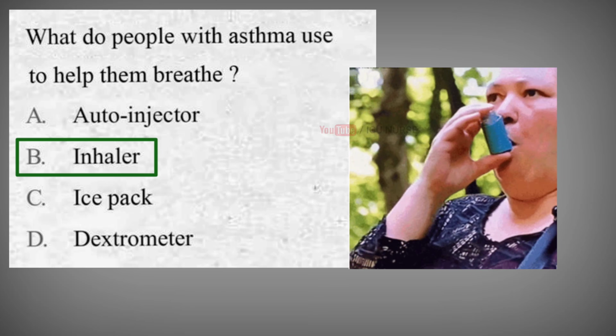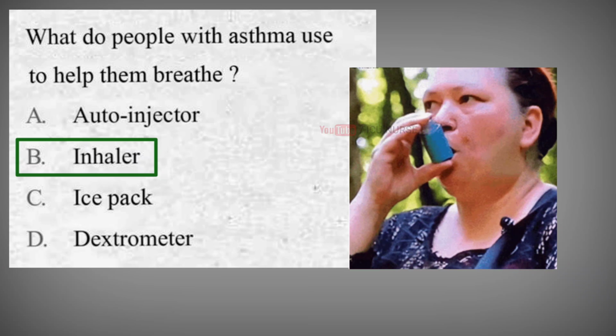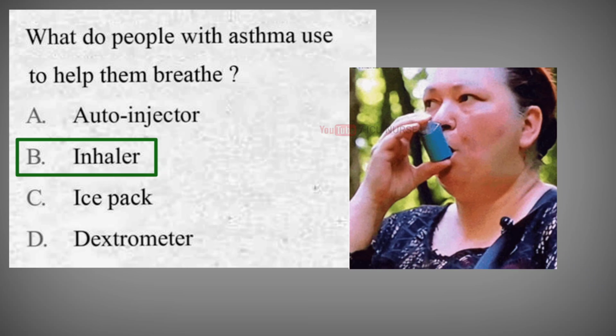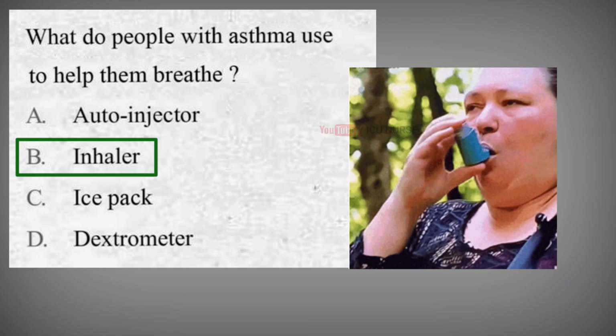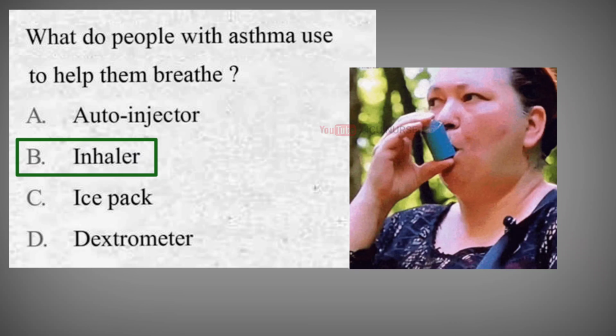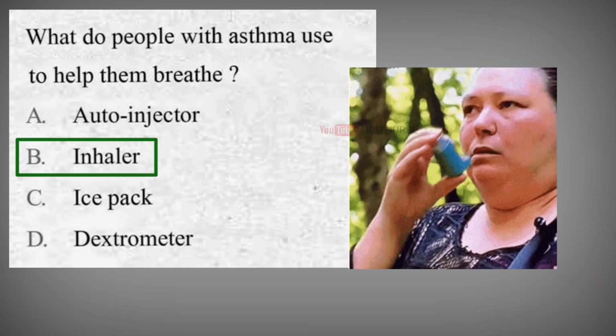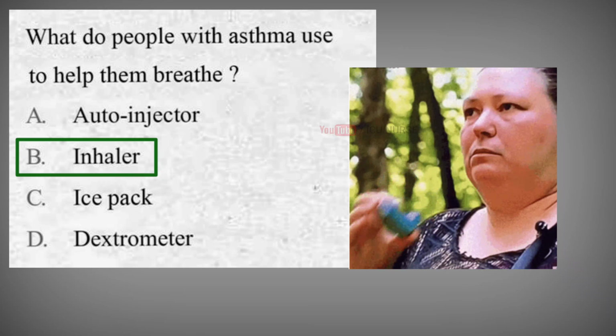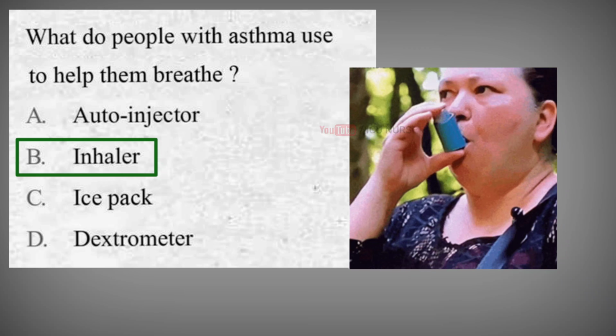Inhaler. As an emergency home remedy for asthma attack, rescue inhalers allow a person having an asthma attack to inhale their medication. When inhaled, the medication relaxes the muscles in the airways. This causes the airways to widen, reducing breathing difficulties.